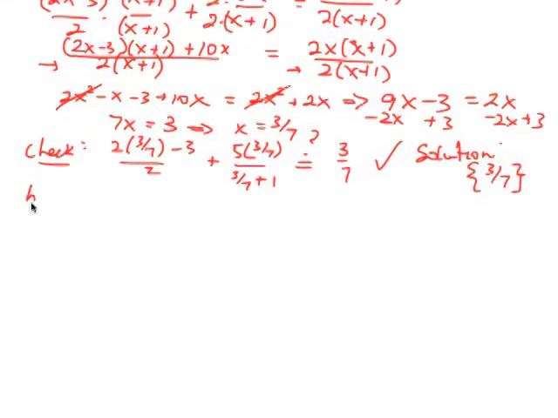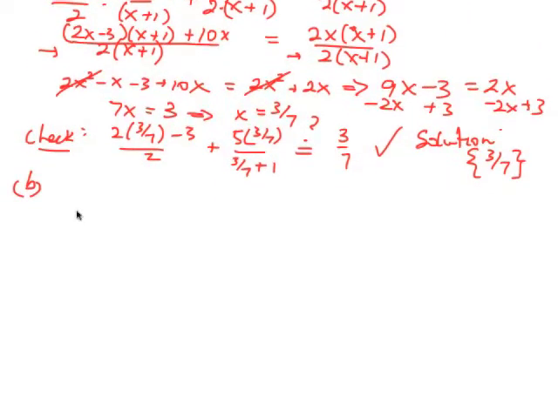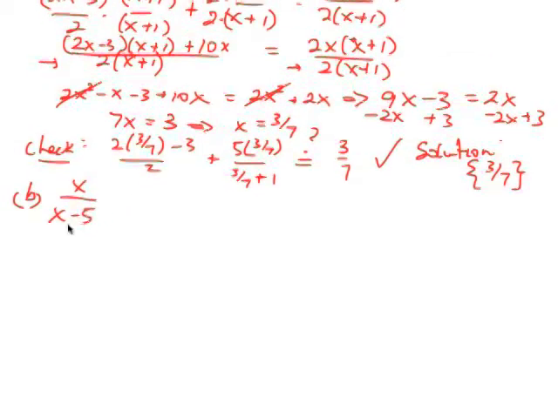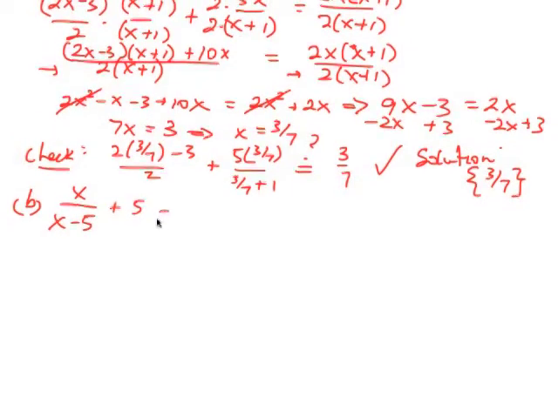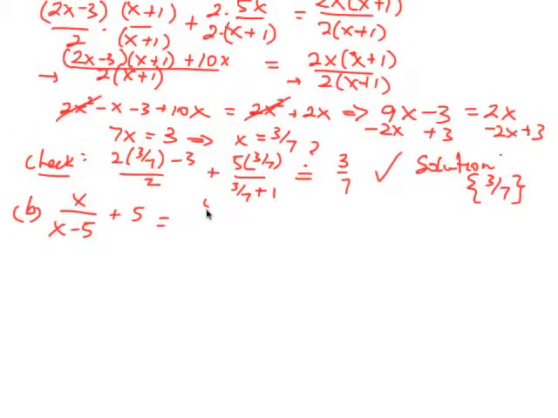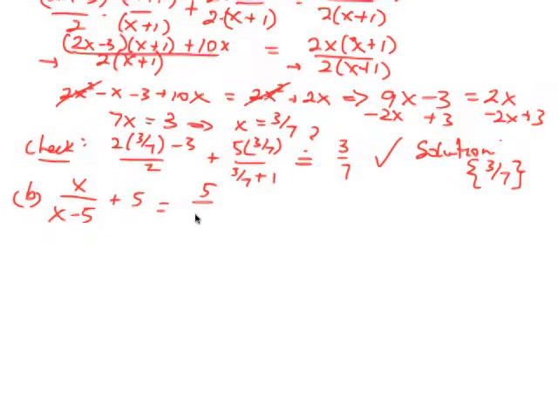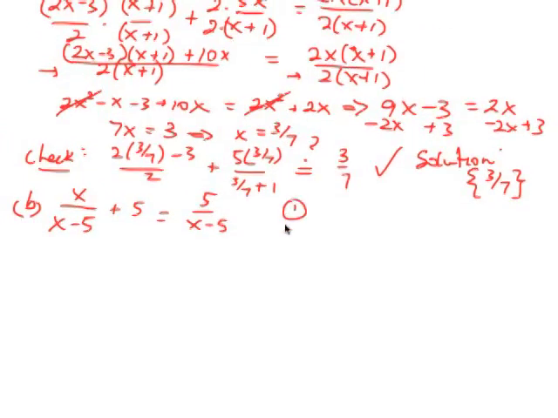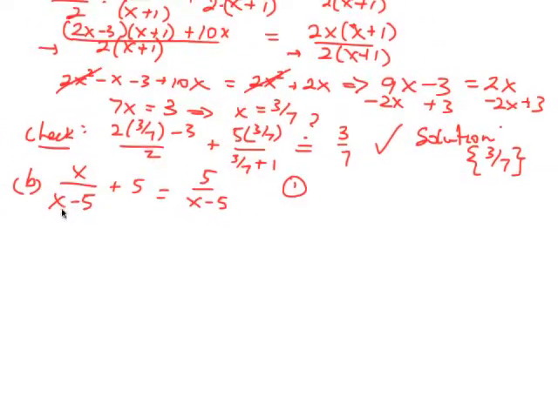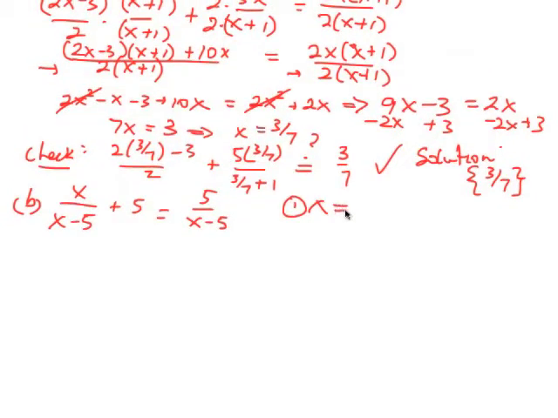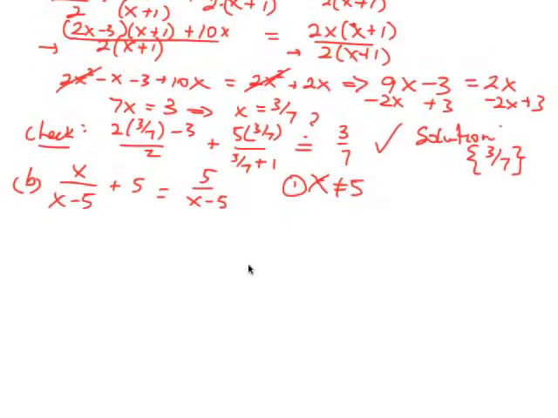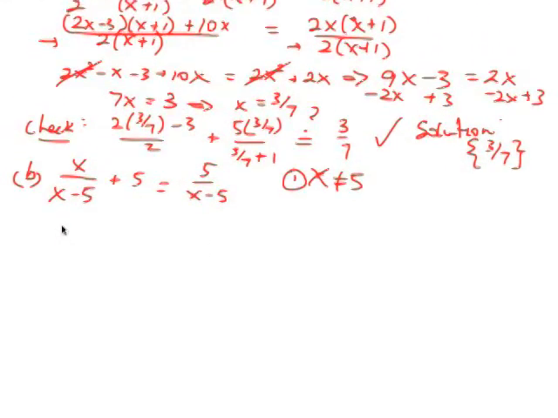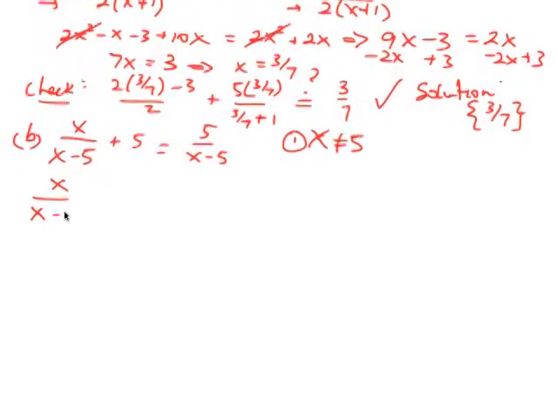Okay? Right, part B. Let's suppose we want to do this one. We have x over (x minus 5) plus 5 equals 5 over (x minus 5). Right, once again we look for things that we don't allow here, and of course we can't allow 5 here, so x cannot equal 5, so we need to keep that in mind. Okay, right, now we need a common denominator, so it looks like x minus 5 is going to be the common denominator.